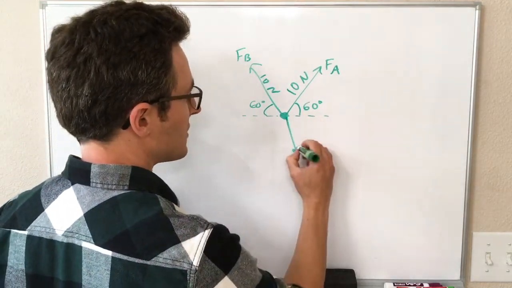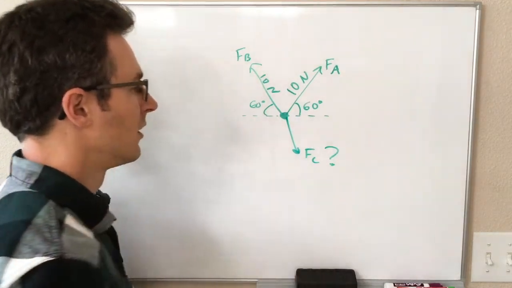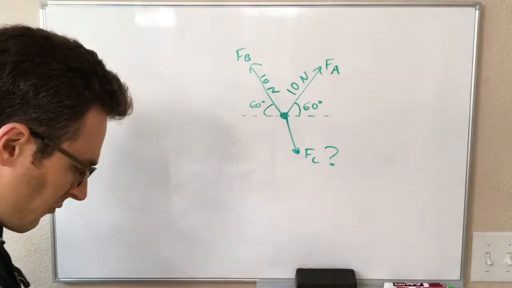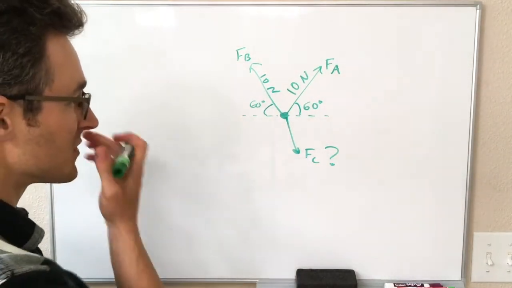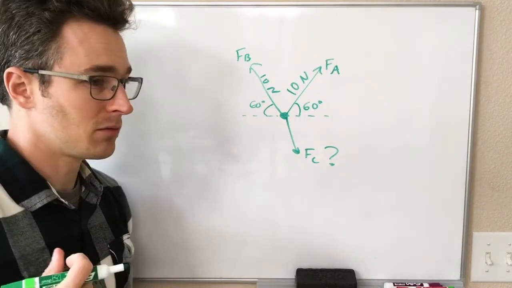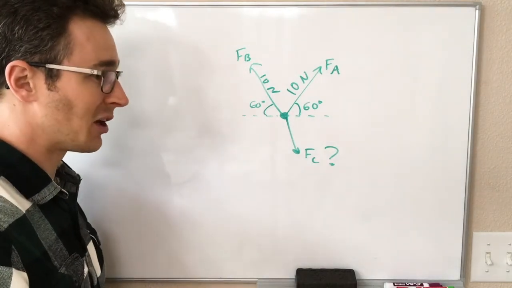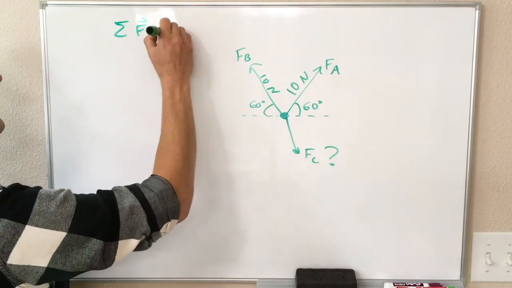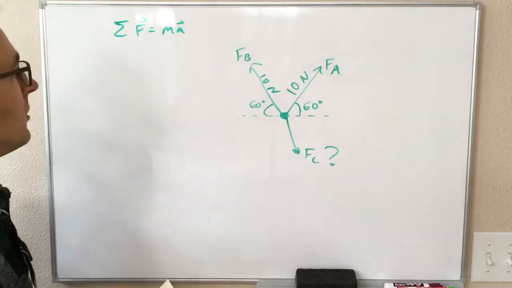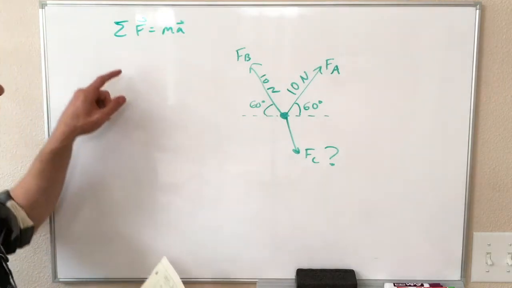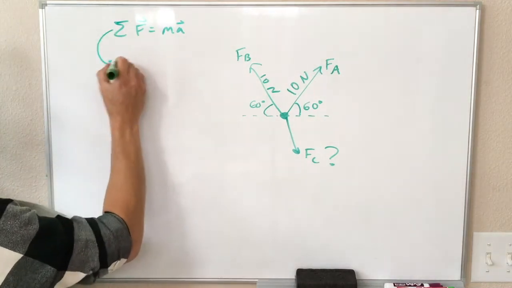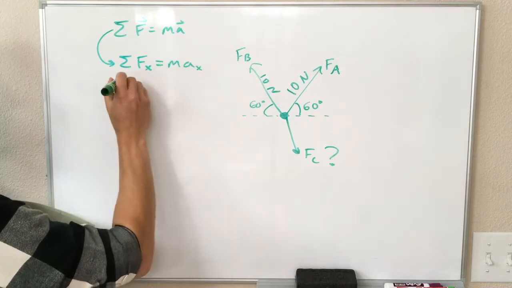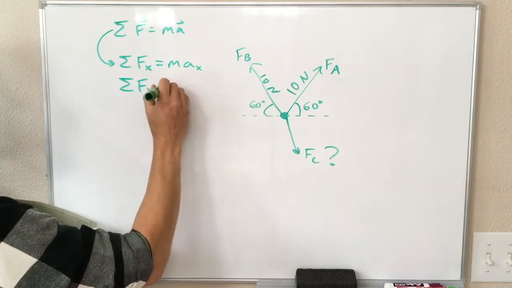So maybe FC is down and to the right. I'm gonna put a question mark there. For unknown forces, you can put a question mark on your free body diagram. That's okay. All right, so we would like to find what FC is. This being a force problem, it's good to at least think about Newton's second law. So remember, the second law is the sum of the forces is equal to ma. And here, remember, this really is two equations. This is that equation for the x components, and that is this equation for the y components.